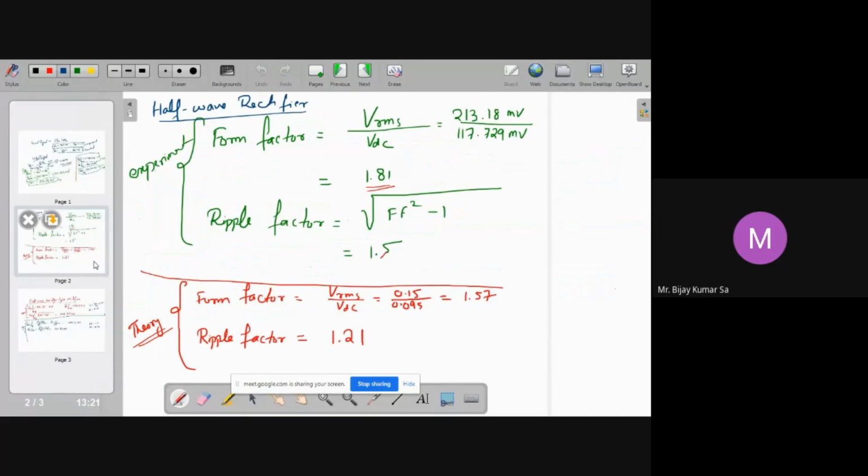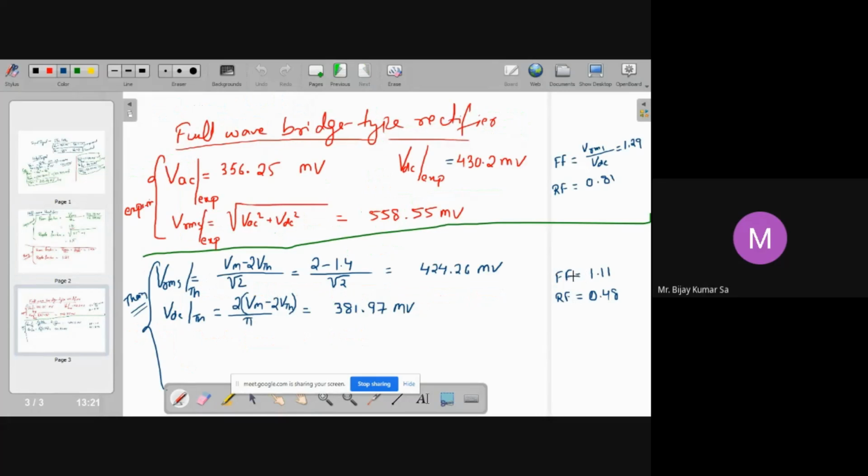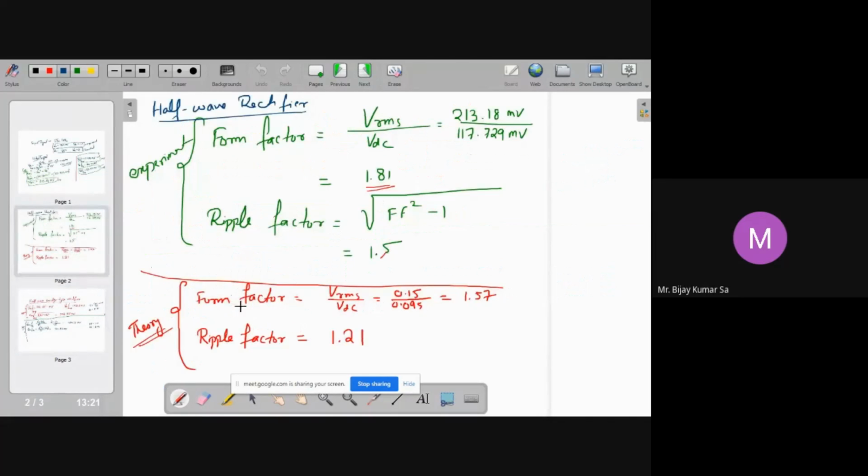तो जब हम देखते हैं थ्योरेटिकल, हम लोग कंपेयर करते हैं थ्योरेटिकल वैल्यूज फॉर फॉर्म फैक्टर एंड रिपल फैक्टर ऑफ द हाफ वेव रेक्टिफायर एंड थ्योरेटिकल वैल्यूज ऑफ फॉर्म फैक्टर एंड रिपल फैक्टर ऑफ द फुल वेव रेक्टिफायर. सो यहाँ पर देखो फॉर्म फैक्टर is 1.57 in the half wave rectifier.